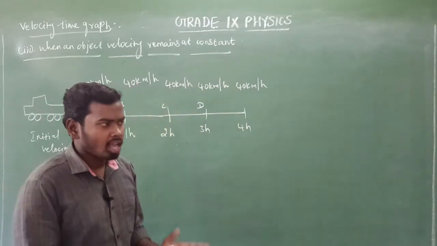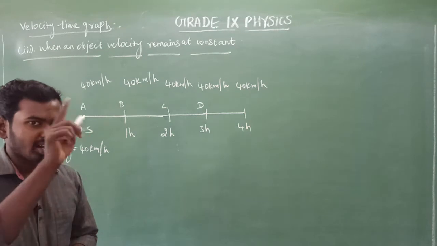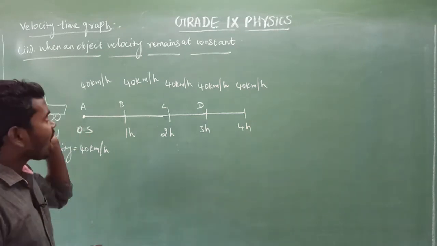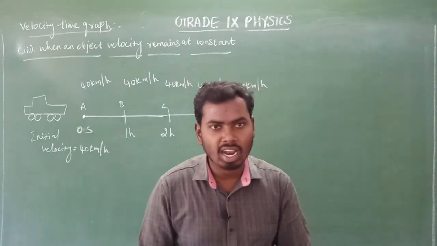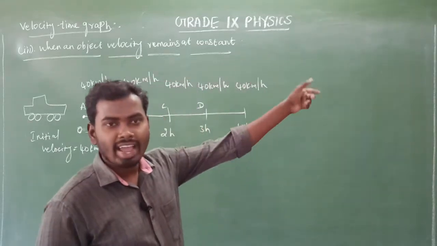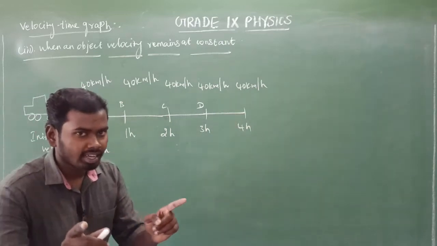Is it clear? Yes. So in this situation, what will be the acceleration, sir? That is the next question. At constant velocity of the object, what will be the acceleration of the object? That is a very big question. Next we will find that out. Is it clear? Yes, very simple.